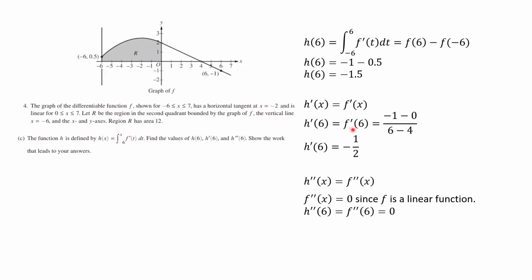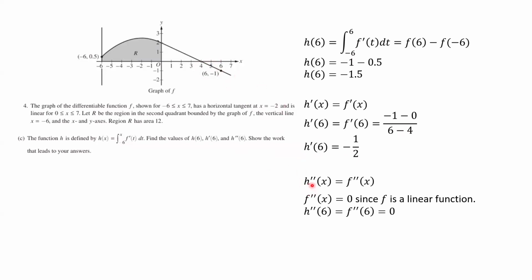So h prime of 6 is equal to f prime of 6. What is f prime of 6? Well, it's the slope of the tangent line at x = 6. We can just use this point and this point since those are clearly marked. This is (4, 0), this is (6, -1). So we can find the slope between the two points: -1 minus 0 over 6 minus 4, which is -1/2. This is a negative slope, so it should be negative, and it looks like it's half because you go over 2 and you go down 1.